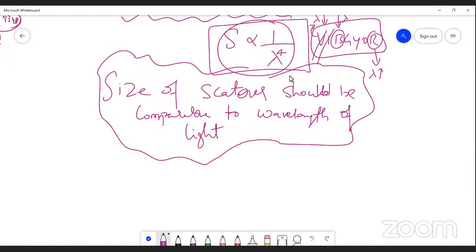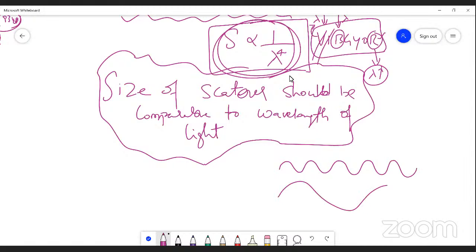Scattering is inversely proportional to wavelength. Wavelength is maximum for red, so the scattering is minimum. Wavelength is minimum for blue color, so scattering is maximum. Because of this, the sky is blue. Consider this a blue waveform, and this a red waveform, and the scattering particle.